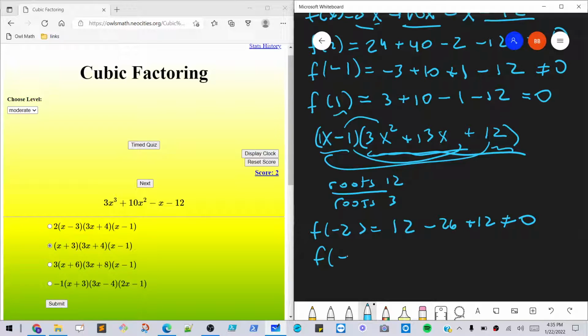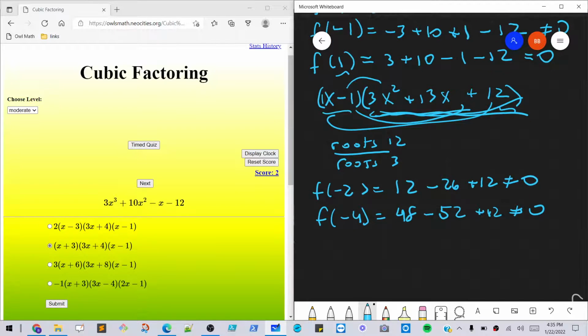Let's try -4. That's going to be 48. Just plugging into this again. -52 plus 12. That's not equal to 0. Let's try -3. That's going to be 27 here. -39 plus 12, and that equals 0. Okay, so -3 is a root.